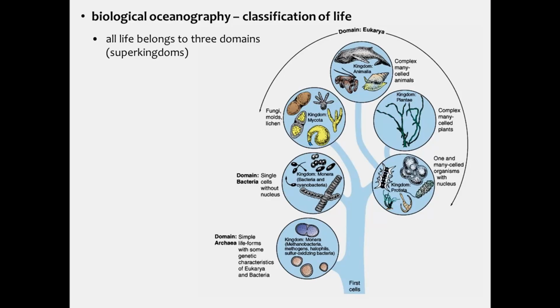We are now focusing on biological oceanography, and the first thing we should take a look at quickly is how life is classified. We found that all life on Earth, depending on whether you're a bacteria or a plant or an animal, an invertebrate, a vertebrate, a fungi, all life belongs to what we call three domains or three super kingdoms. These domains are archaea, very simple basic life forms. Another domain are the bacteria, single cells without a nucleus. And then the final domain are the eukarya, and these include things as diverse as fungi, animals, plants, as well as one and many celled organisms that do contain a nucleus.